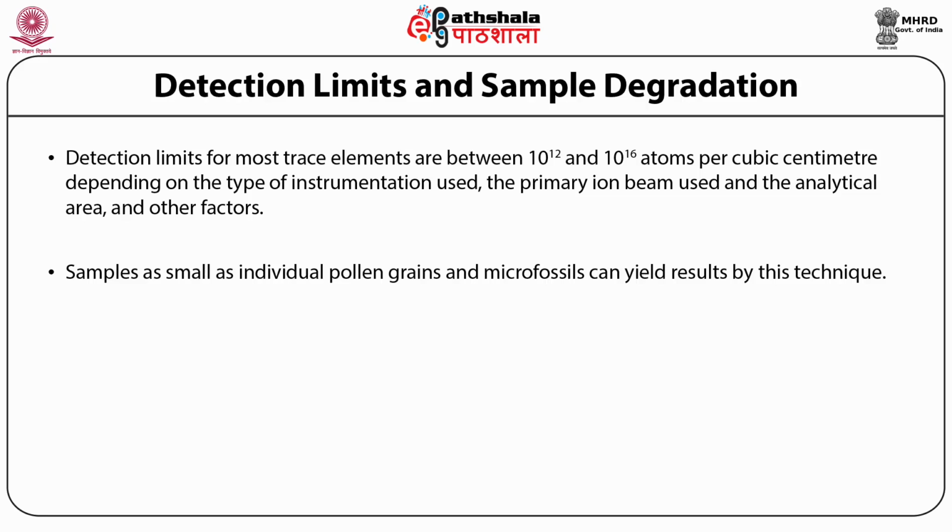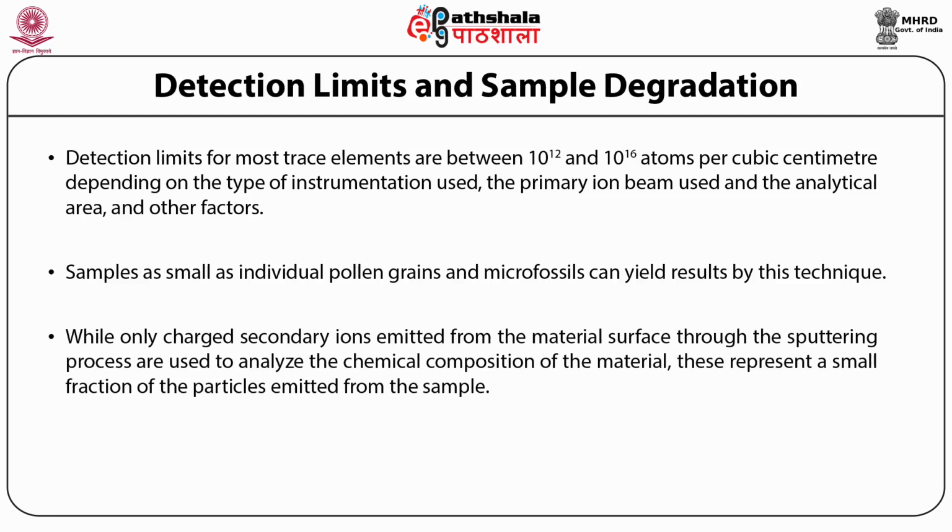The amount of surface scattering created by the process depends on the current, that is the pulse or the continuous mode, and dimensions of the primary ion beam, while only charged secondary ions emitted from the material surface through the sputtering process are used to analyze the chemical composition of the material. This represents a small fraction of the particles emitted from the sample.